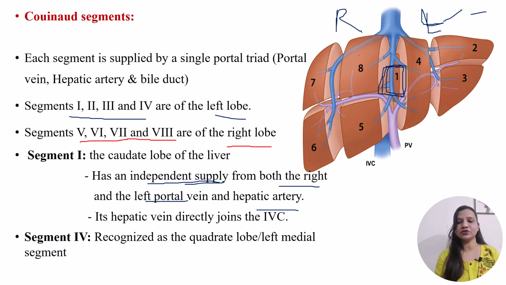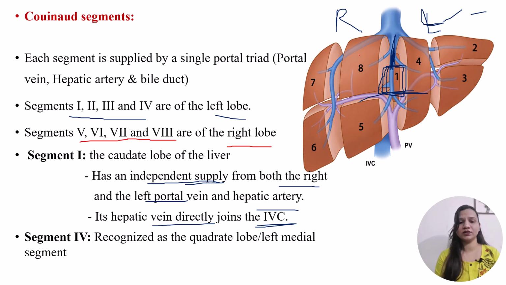That is why this lobe has an independent blood supply, and its hepatic vein directly joins the inferior vena cava. The hepatic vein of this segment, which is a part of the left lobe, still directly joins the inferior vena cava, as you can appreciate in this picture. It is the only segment which gets supply from the branches of both lobes.